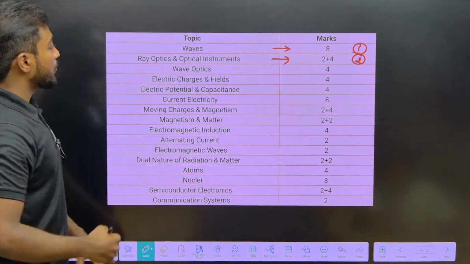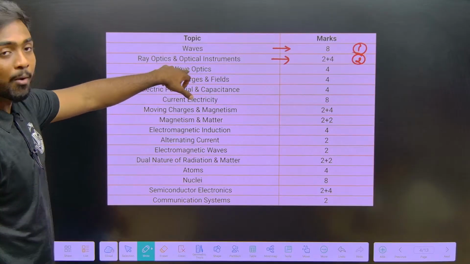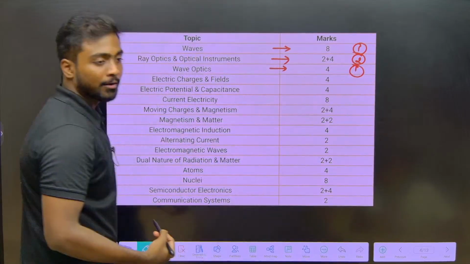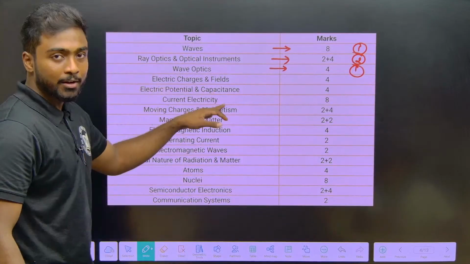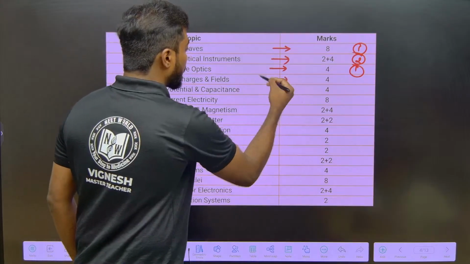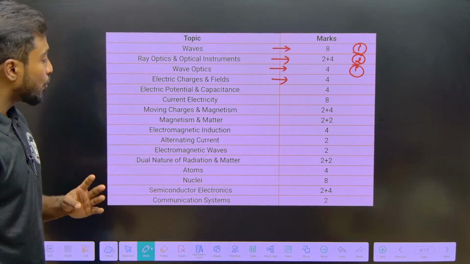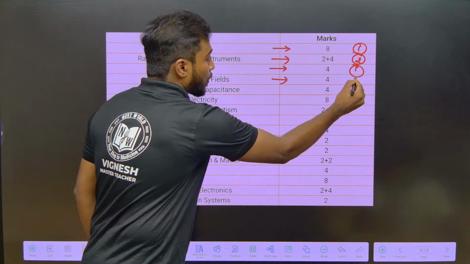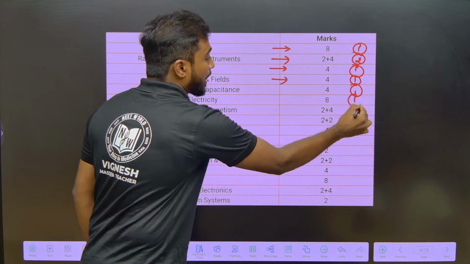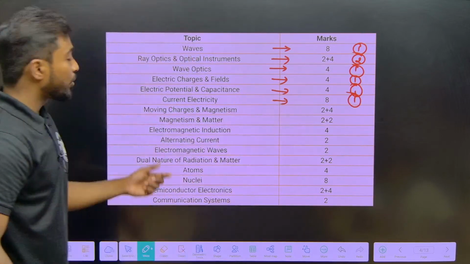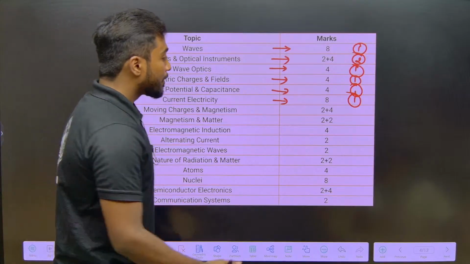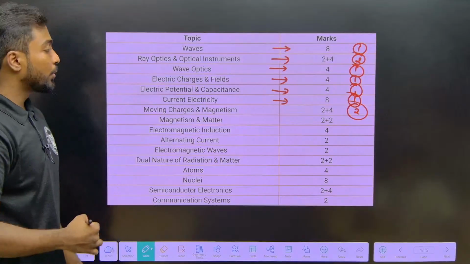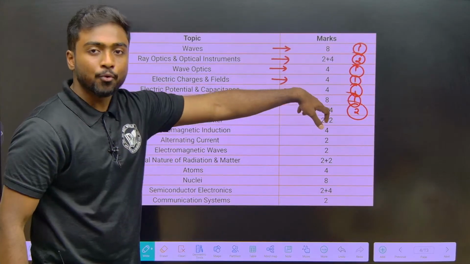Next, wave optics, one 4 mark question. Electric charges and fields, one 4 mark question here also, and electric potential and capacitance, 4 mark question. Current electricity, one 8 mark question. So here one question, here also one question, here one 8 mark question. When we talk about moving charges and magnetism, here one 2 mark and one 4 mark, so totally 2 questions are there. You need to cover 2 marks also and 4 marks also.